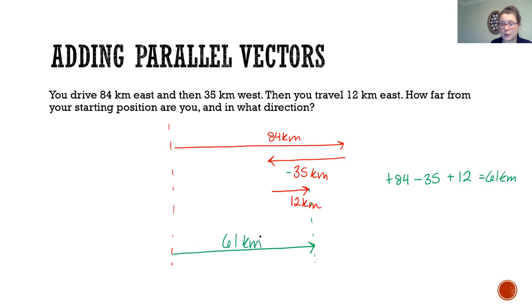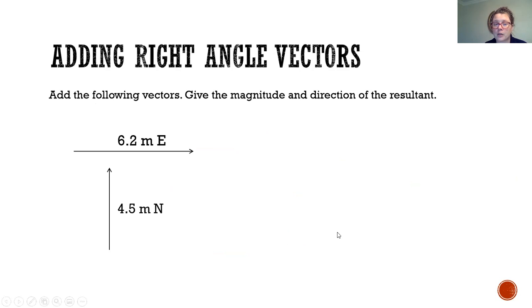And what direction are you in? Well, you're still 61 kilometers east of where you started, or in the positive direction from where you started. So parallel vectors are really, really easy vectors. We will do quite a bit of parallel vectors, and if we know how to do parallel vectors, we're going to do them inside of more complicated questions that don't have parallel vectors. We're going to resolve our questions into simpler ones rather than doing some more complicated math.